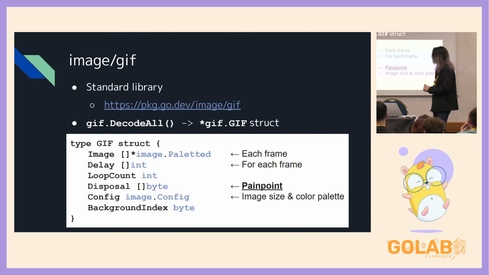Inside this struct, Image holds a slice of image.Paletted, which represents the individual frames of the GIF. The Delay field specifies the delay for each frame, since it is a slice. The Disposal field specifies the disposal for each frame. And the Config field contains the GIF's width, height, and global color palette data. So with this built-in structure, Go provides the fundamental tools to work with animated GIFs.